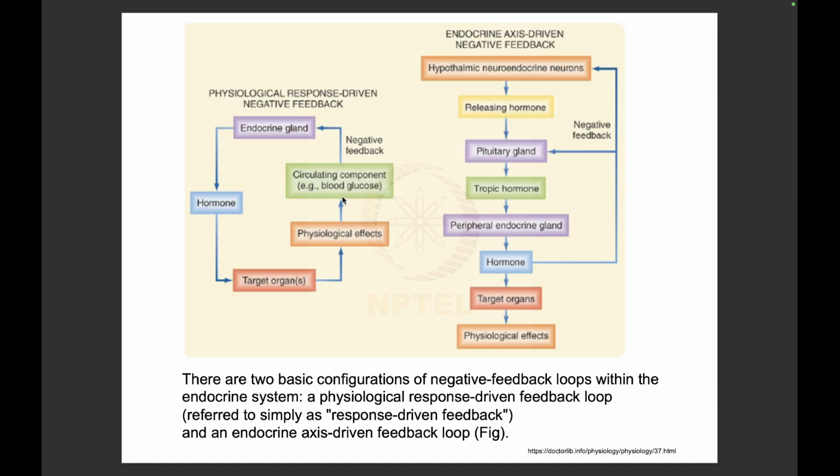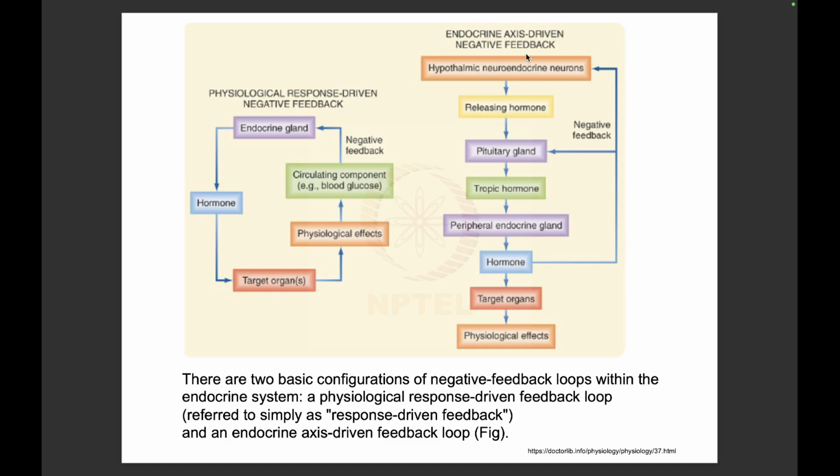After the physiological effects are shown, for example in blood glucose, when the blood glucose increases, it again gives the signal to the endocrine gland to reduce the secretion of this hormone, so that further processes will also slow down. This is physiological response driven negative feedback.